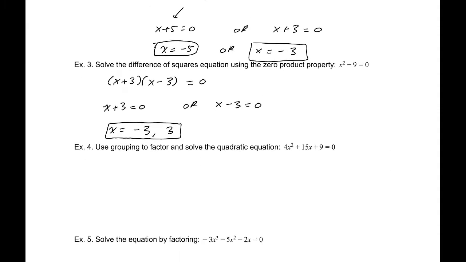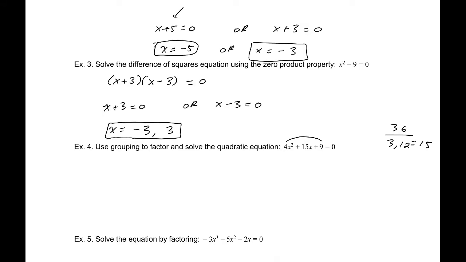Right, example 4, use grouping to factor and solve this quadratic equation. So first we want constants, numbers that multiply to be 36, that add to be 15. Okay, and running down our list, and I do encourage you to write a list and go down the list if you don't see what it is fairly quickly. 1 and 36, 2 and 18, 3 and 12. 3 and 12 is it.